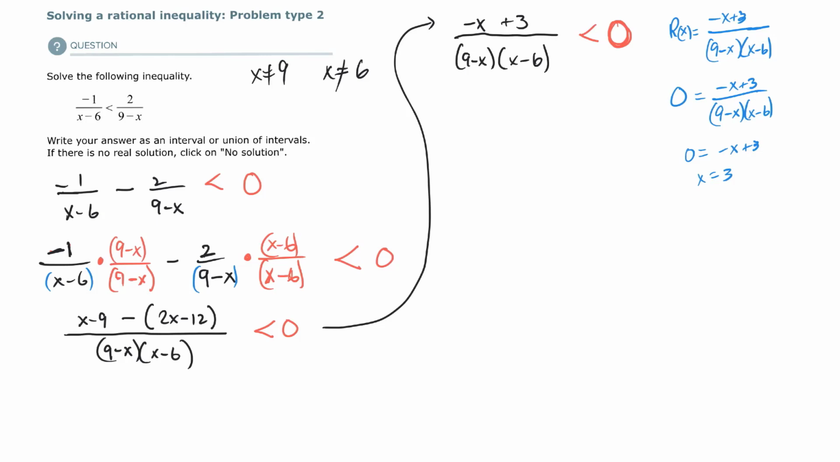Now I'm going to test things on a number line. Keep in mind this is not to scale. I do need everything in order. We said what? 3, 6, and 9? So our 0 is 3, and our vertical asymptotes are 6 and 9. And we want to test this inequality. You could test the original inequality, but it makes sense to test it in factored form.